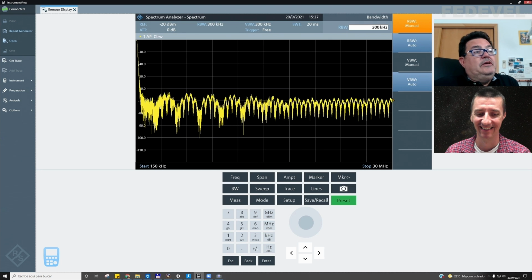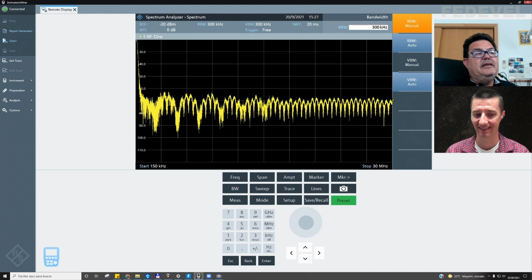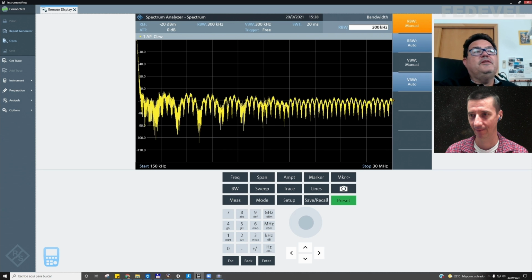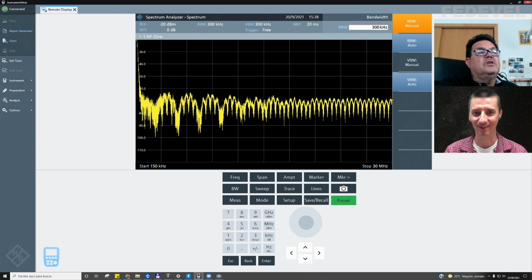Okay, so what do we see on the scope or on this analyzer? What I see here basically is that from 150 kilohertz to 30 megahertz, I have this noise level in my setup. Is it good? It's bad, because it's a lot of noise.